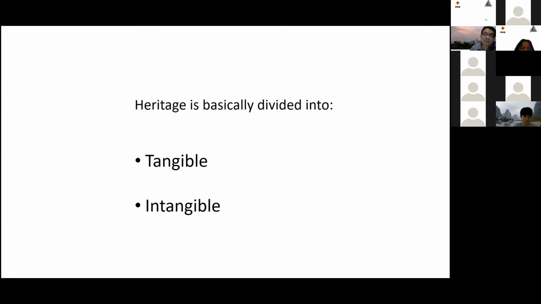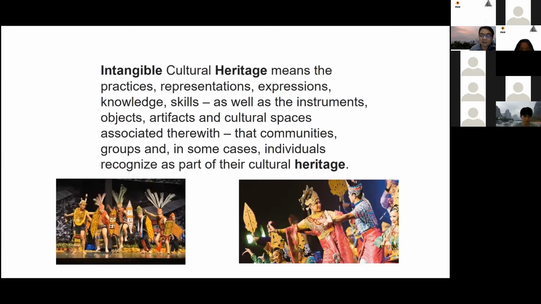Then we go on to heritage, which is basically divided into two important things, tangible and intangible. So what are they? Which one are we concerned with? We are concerned with both, but as architects, we tend to be more on the tangible, which we can see and touch. So what's intangible? Dance, traditional costumes. Intangible cultural heritage means the practices, representations, expressions, knowledge, skills, as well as the instruments, objects, artifacts, and all these cultural things. Even food is an intangible cultural thing.